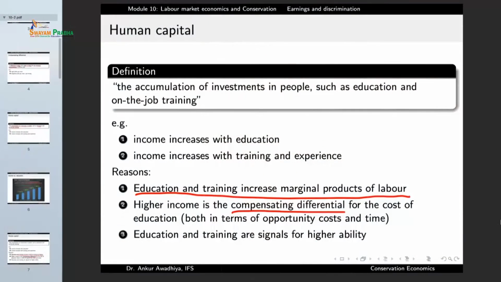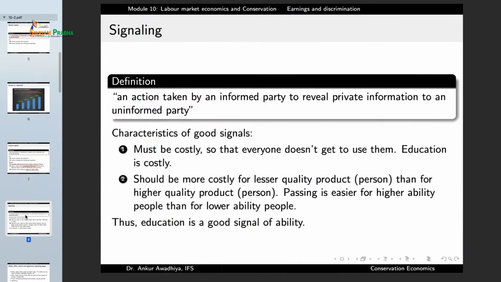And the third reason is that education and training are signals for higher ability. So, what is a signal? Signaling is defined as an action taken by an informed party to reveal private information to an uninformed party.